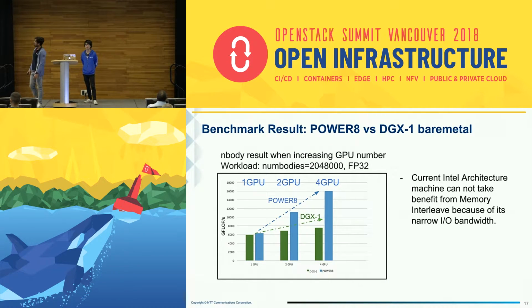Here we have compared Power8 with the DGX1 when memory interleave is enabled. As you can see, the Power8 has scaled up very well compared to DGX1. What is the reason behind this? In an Intel-based architecture like DGX1, there is narrow I/O bandwidth, and in that case memory interleave doesn't work very well. That's the reason the DGX1 does not scale very well.